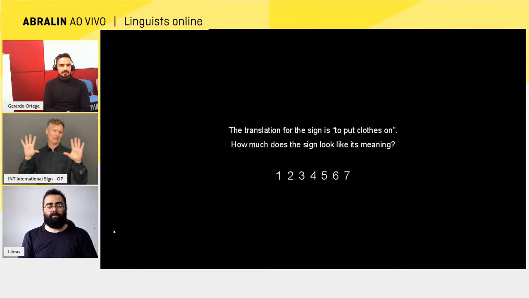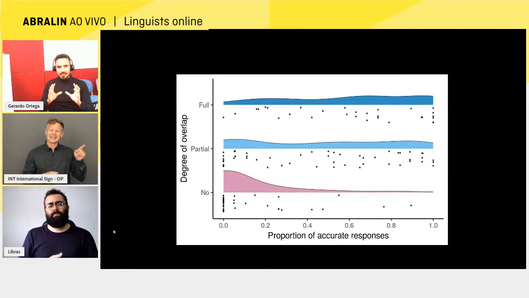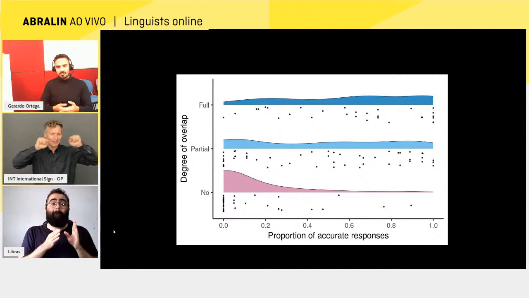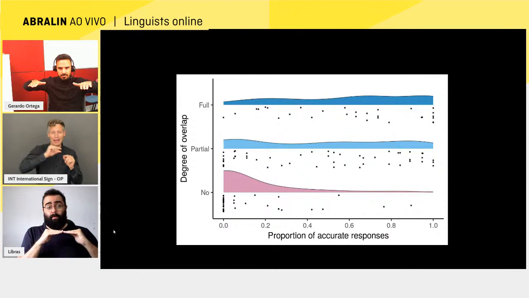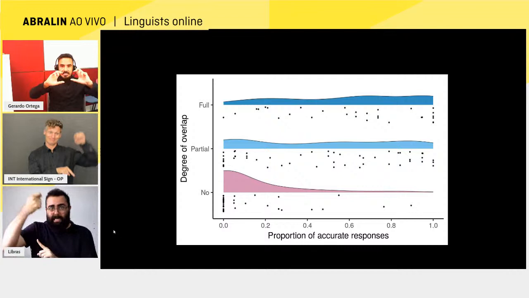Okay, and these are the results. These are what we call rain cloud plots, which are a little bit different from the traditional bar graph. I'm going to walk you through the results. On the horizontal axis, you can see the proportion of accurate responses, from 0 to 1. On the vertical axis, you have the three different conditions: signs with full overlap with the gesture, signs that overlap just a little bit with the gesture, and signs that did not overlap at all.